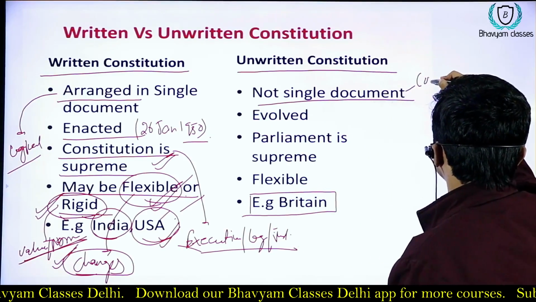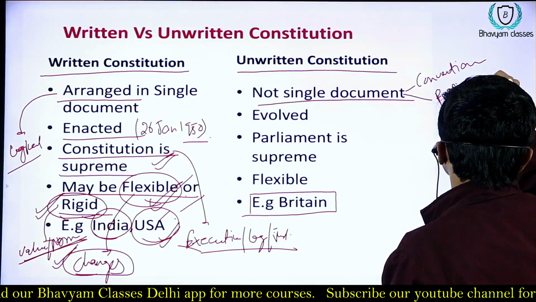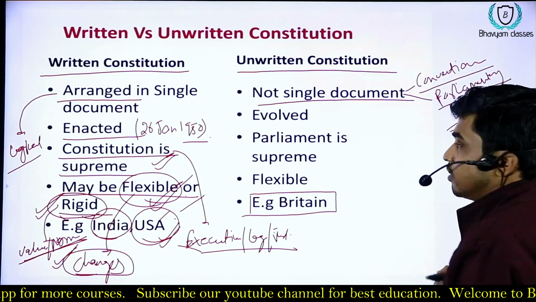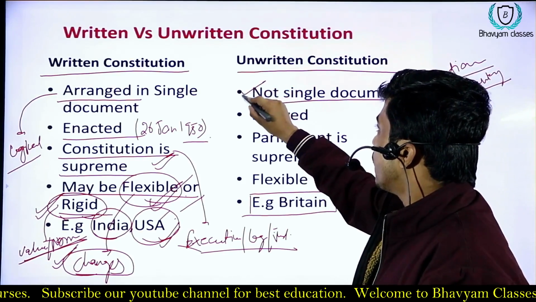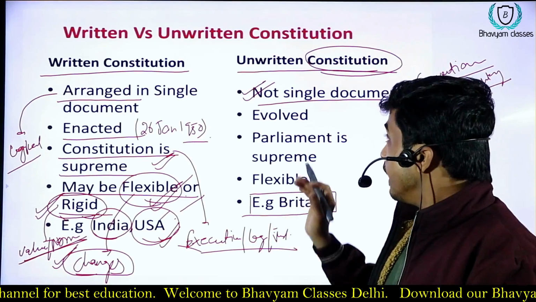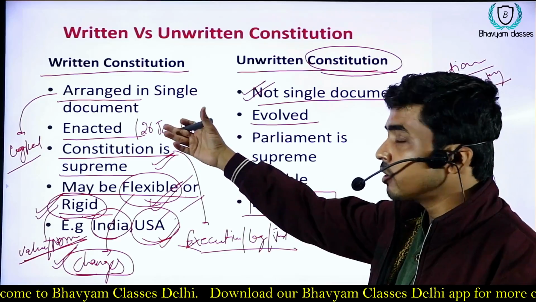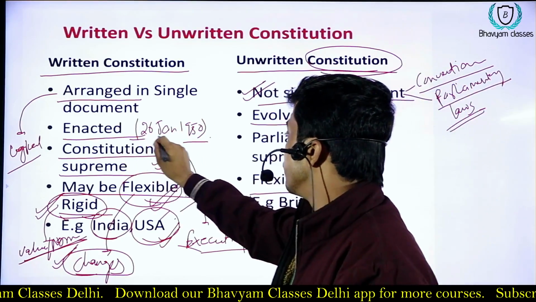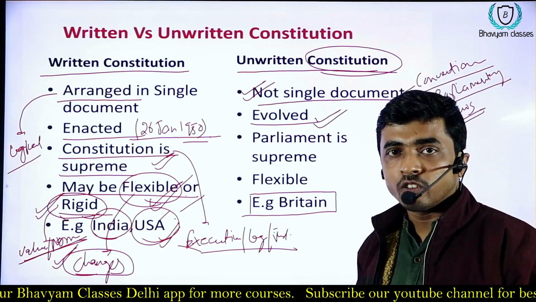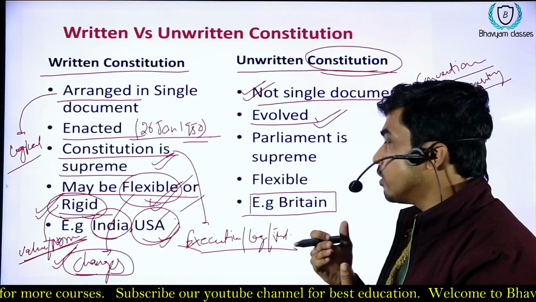A lot of conventions are there, a lot of parliamentary laws are there. All these conventions, norms and values are part of their constitution. They have not been compiled in a single document. And unwritten constitutions evolve over a period of time. They are not enacted. The Indian constitution came into force on 26 January 1950, but we don't know a particular date for the British constitution, since it is evolving. A lot of things are included over time.